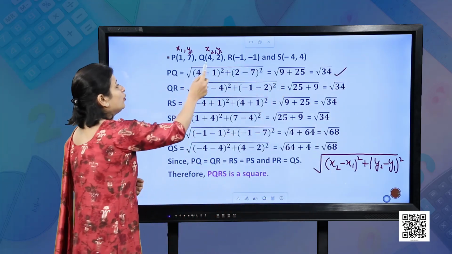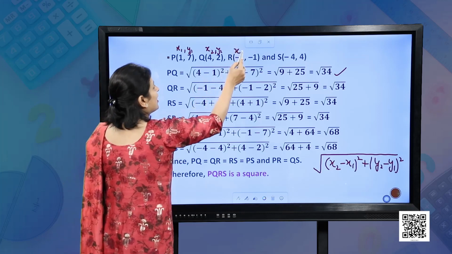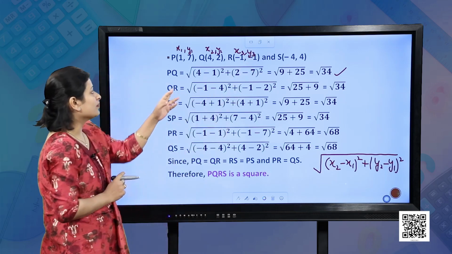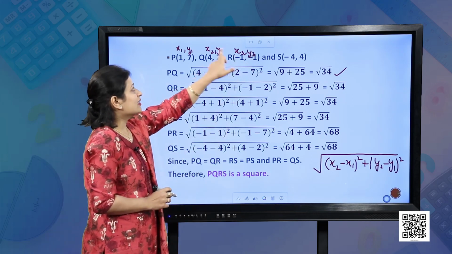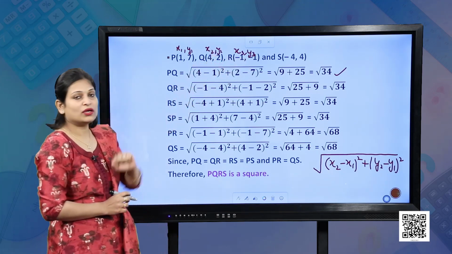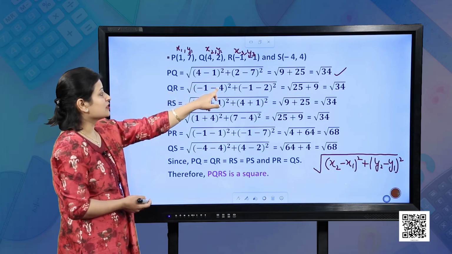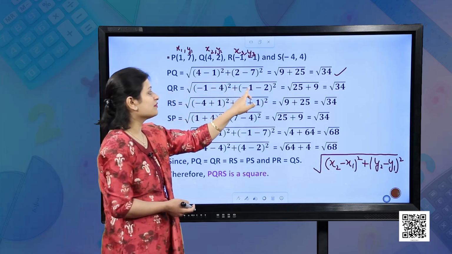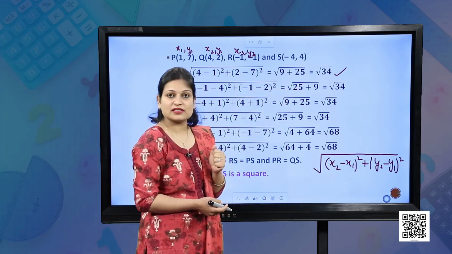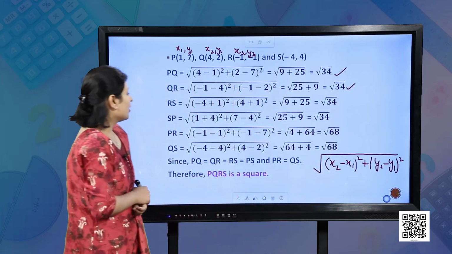Now, for QR, what will you consider? Consider this point as x3, y3. What will you get? x3 minus x2 whole square plus y3 minus y2 whole square. So, minus 1 minus 4 whole square plus minus 1 minus 2 whole square. You will get square root of 25 plus 9, which is again square root 34.